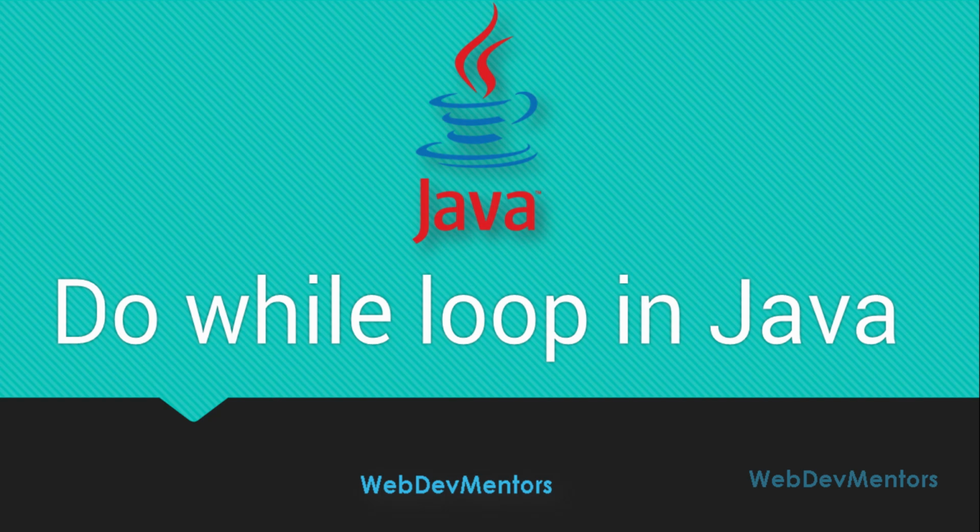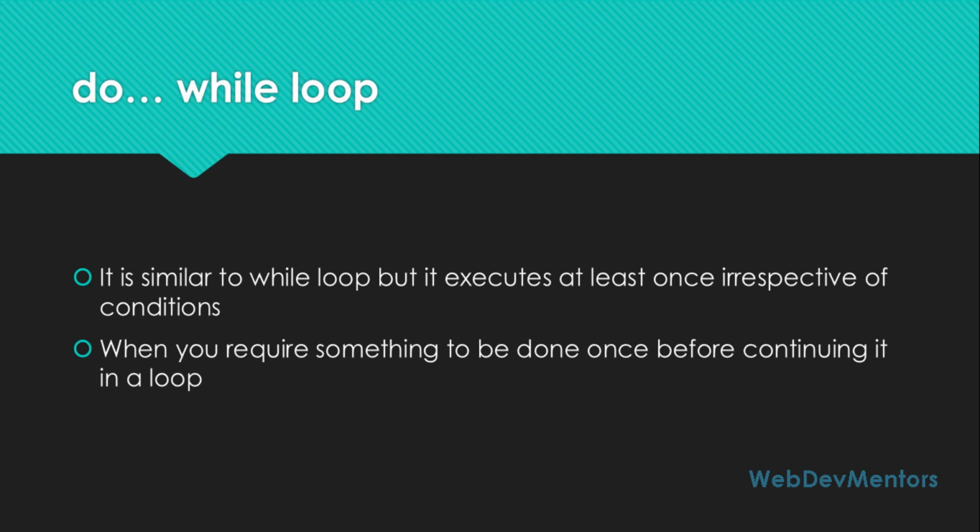So in this video, we're going to see about the do while loop in Java. We've already seen the theoretical explanation of do while loop in our loops in Java video. So if you have missed it, here it is again. Do while loop is similar to while loop, but it executes at least once irrespective of the condition checks. So when you require something to be done once before continuing it in a loop, then do while loop is the right loop for you.